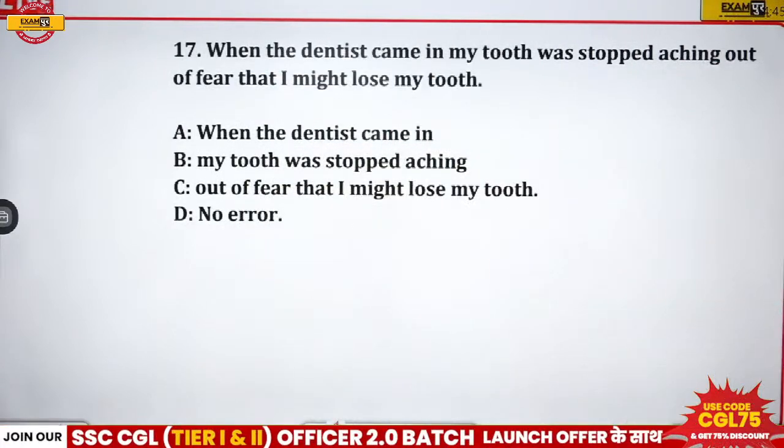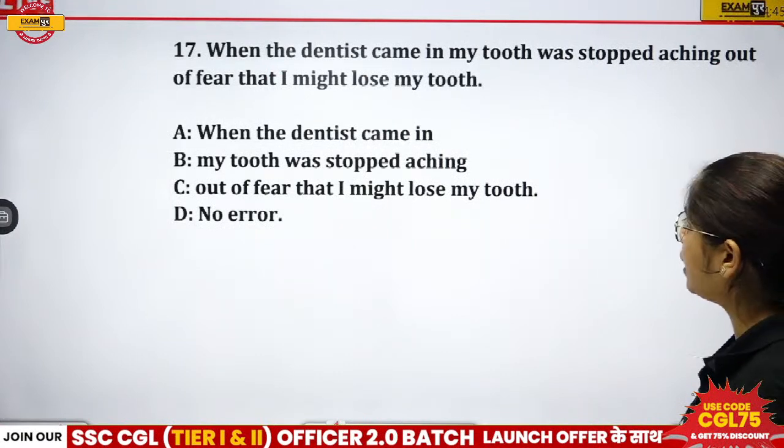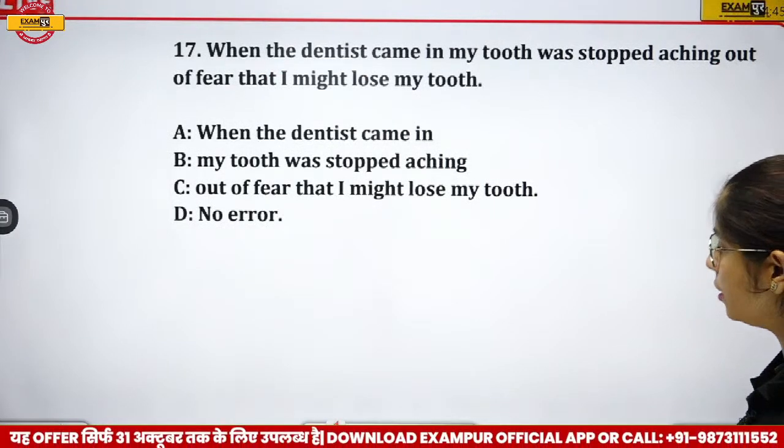When the dentist came in, my tooth was stopped aching out of fear that I might lose my tooth.